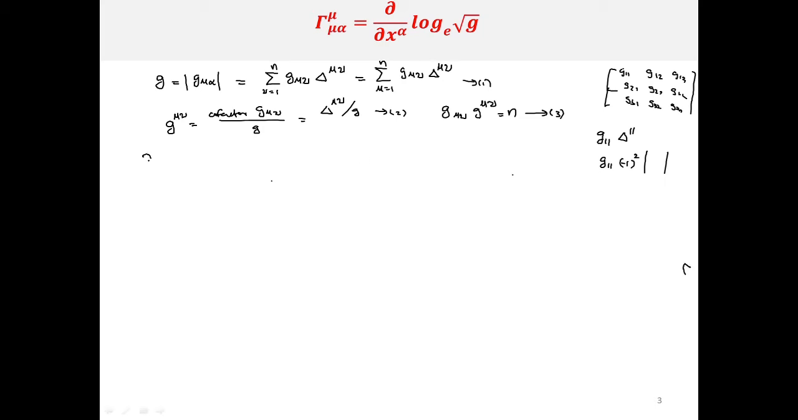Okay, now what will be the value of dou g by dou g mu nu? You are going to differentiate equation 1 with respect to g mu nu. Then the derivative of g mu nu with respect to g mu nu will be 1. So what you will get is delta mu nu. Here delta mu nu remains unaffected in this particular differentiation, since it does not contain the variable g mu nu. Now you can substitute this particular value in equation number 2. So you will get g^mu nu equal to 1 by g into the value of delta mu nu, which is dou g by dou g mu nu. Let it be equation number 4.